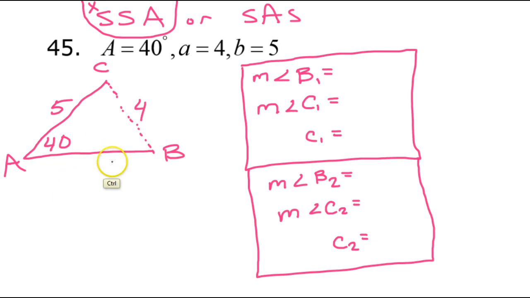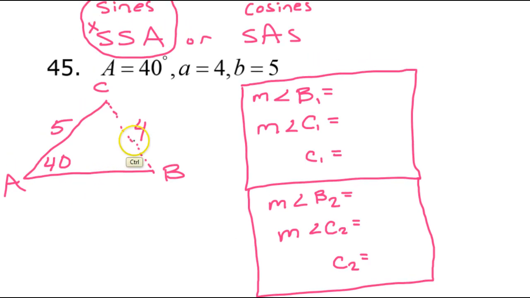So let's go ahead and solve this triangle using the law of sines. So let's start by finding the measure of angle B. Let's start by finding the measure of angle, well, B1.